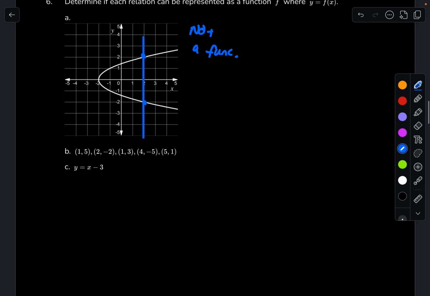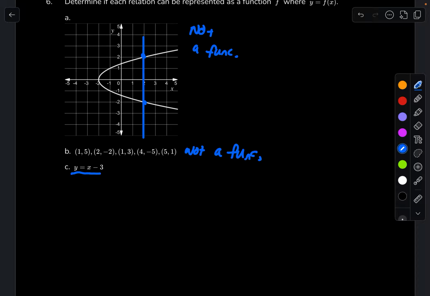Okay. B, we look at the ordered pairs, the inputs. 1, 2, 1 right here. 1 goes to 5 and 1 goes to 3. That is definitely not a function because 1 should only go to one number. So basically when they give you a table, it's real easy. You just look at the table and see if any of the inputs, any of the x's repeat. So this is not a function.